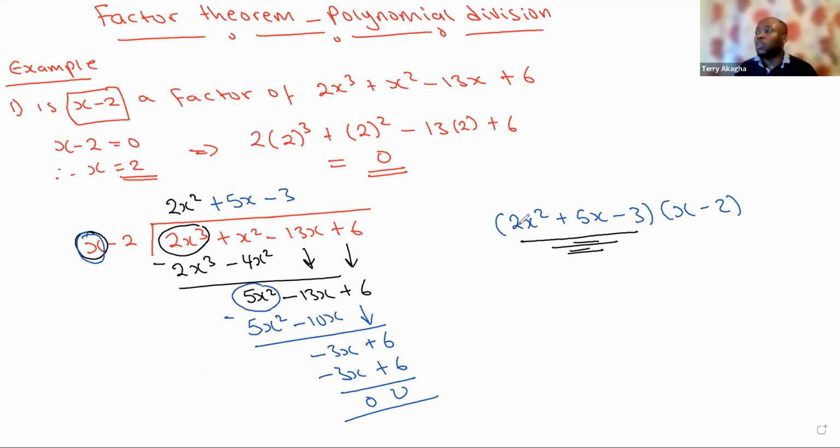So we're going to look for two numbers that when we multiply, give us the product of 2 and minus 3, and when we add them, give us what? 5. Okay? Two numbers that when you multiply give us minus 6, but when you add them, give you 5. So it's going to be 2x squared. The numbers will be 6 and minus 1. 6 times minus 1 will give us minus 6. 6 plus minus 1 will give us 5.